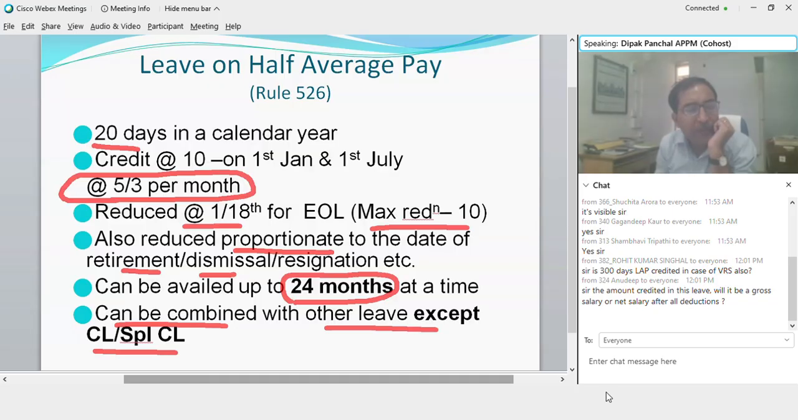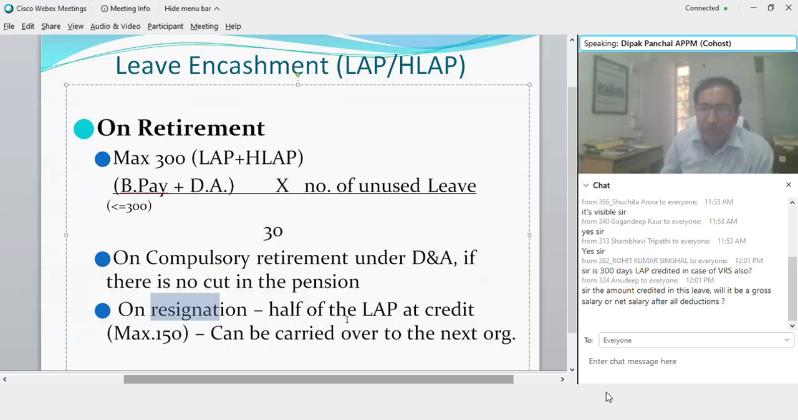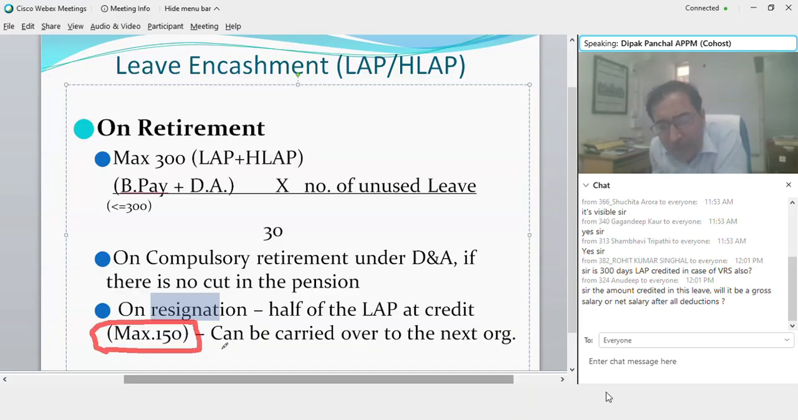Now, look what happens to those 300 days. These 300 days are encashed at the time of retirement, including voluntary. But in case of resignation, the encashment is 50% of the balance. So maximum 150 days can be encashed at the time of resignation, or if the employee doesn't want the encashment, then he can carry forward all his LAP at his credit to the new organization if the new organization permits such carry forward.